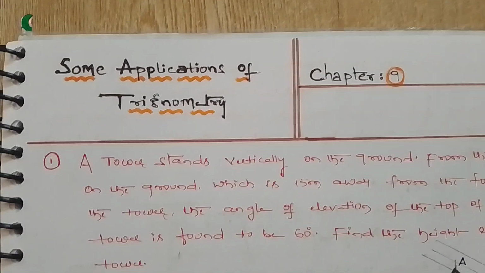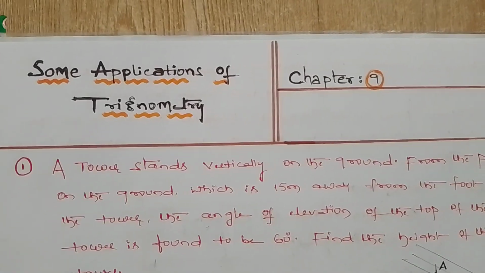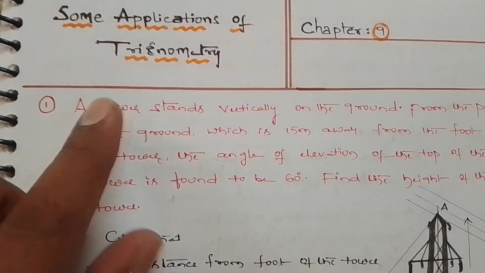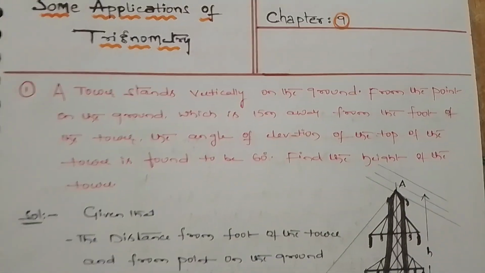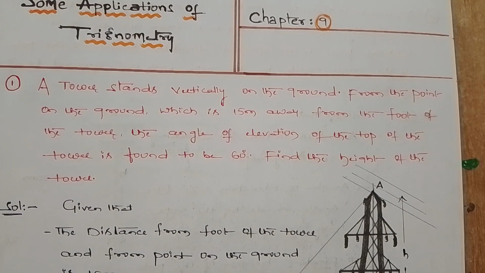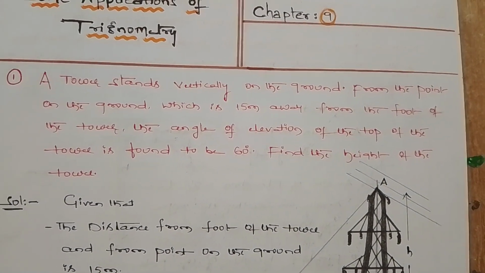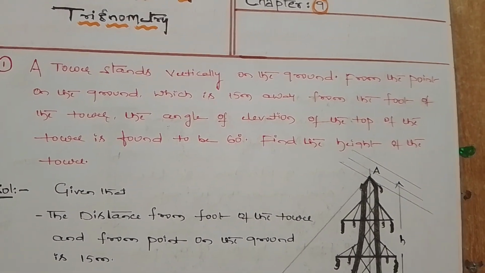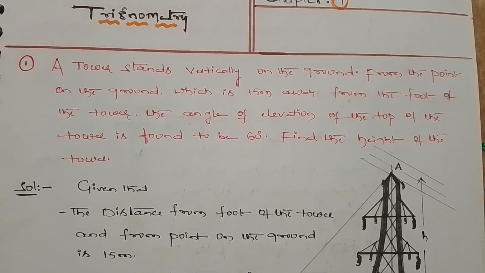Today we are going to discuss some applications of trigonometry, chapter 9 of class 10th. Example sum. A tower stands vertically on the ground. From a point on the ground which is 50 meters away from the foot of the tower, the angle of elevation of the top of the tower is found to be 60 degrees. Find the height of the tower.